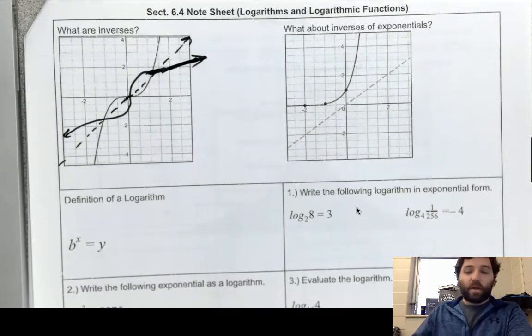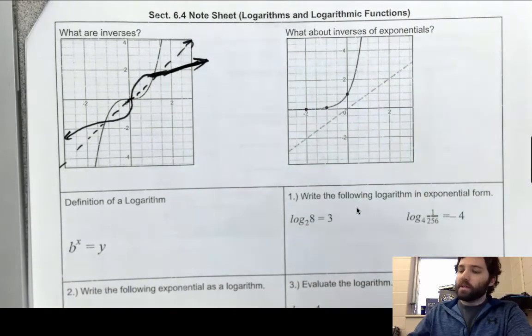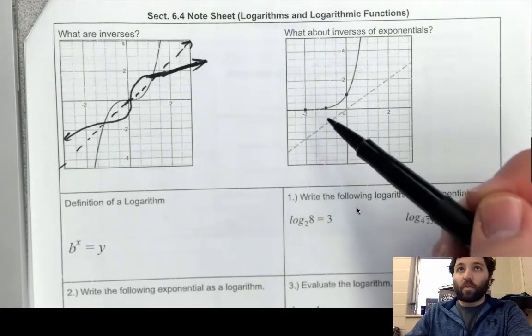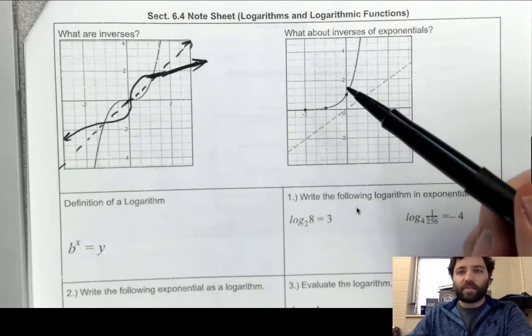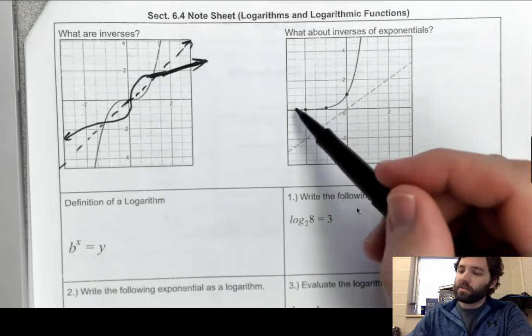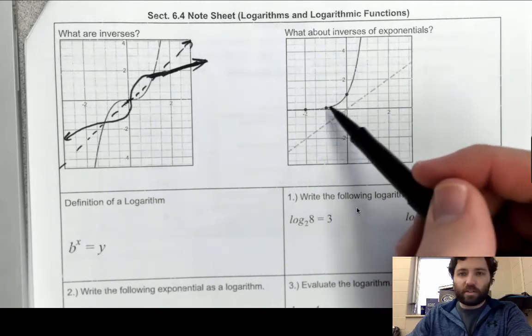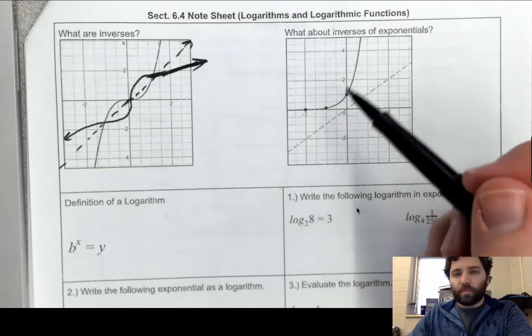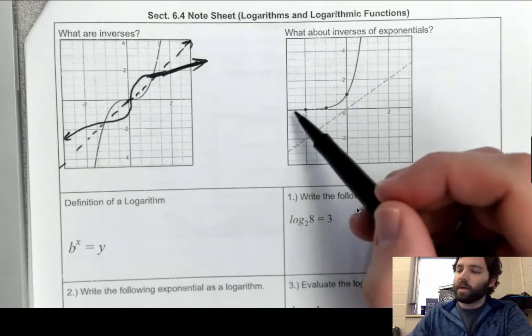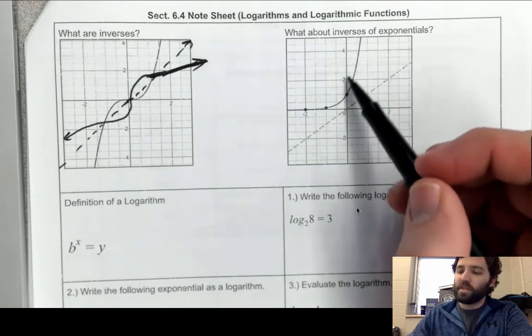What we're talking about here, though, is, a reasonable question might be, what is the inverse of an exponential? What would that look like? Well, here is just a random exponential function. It's probably like 2 to the x or something, or maybe it's e to the x, it doesn't matter. But it's an exponential function. The question is, what's the inverse of this?